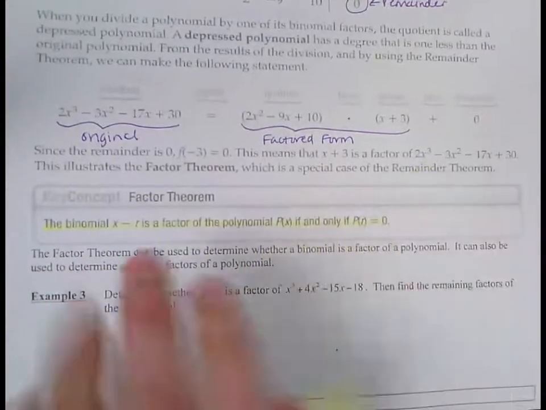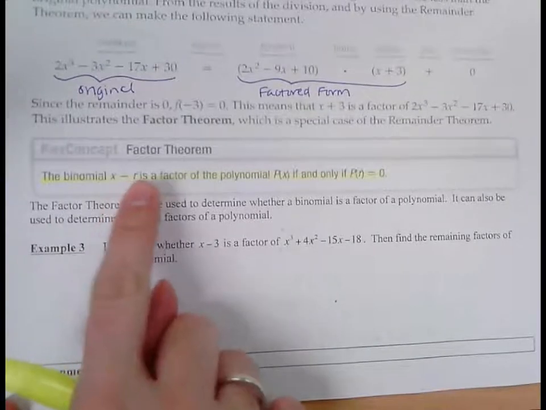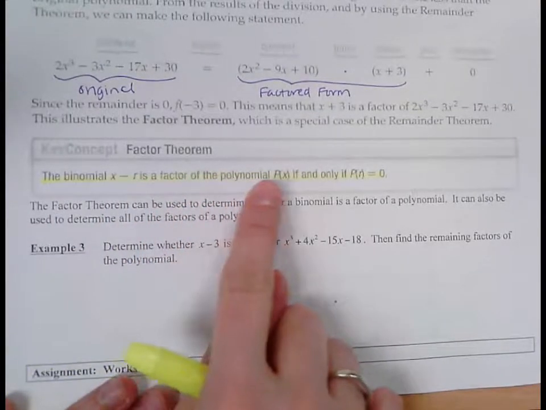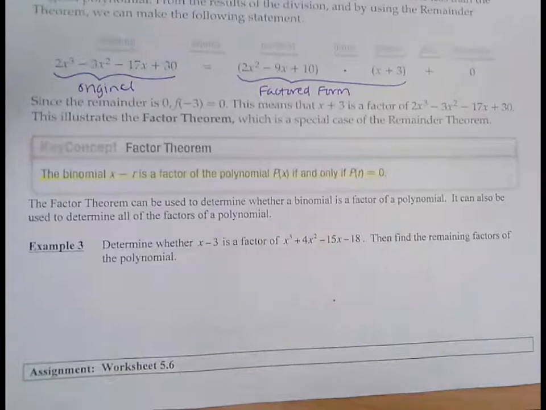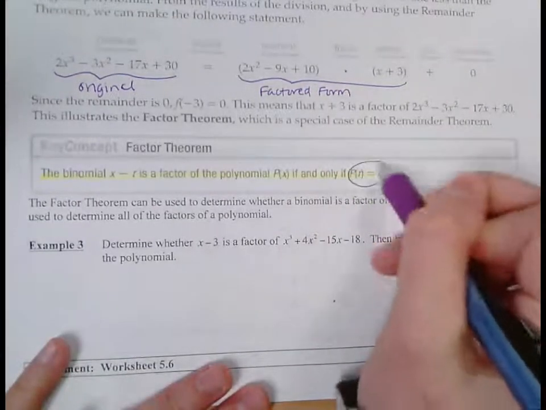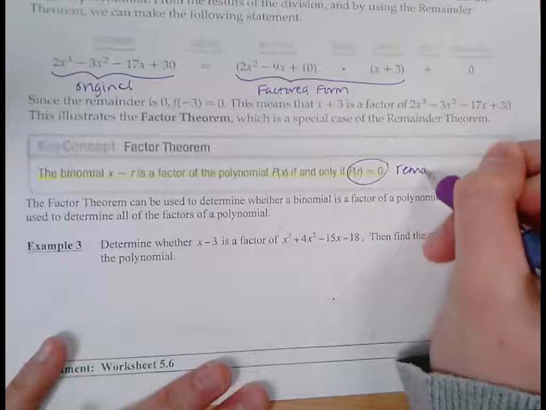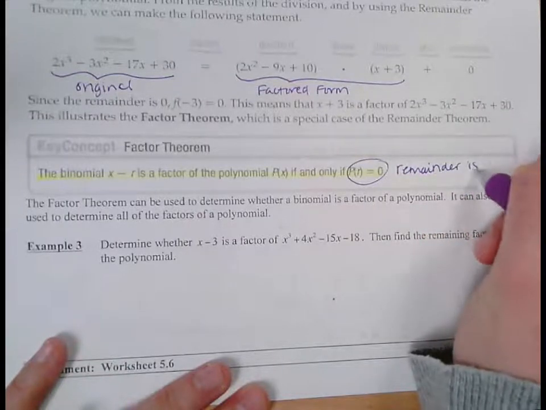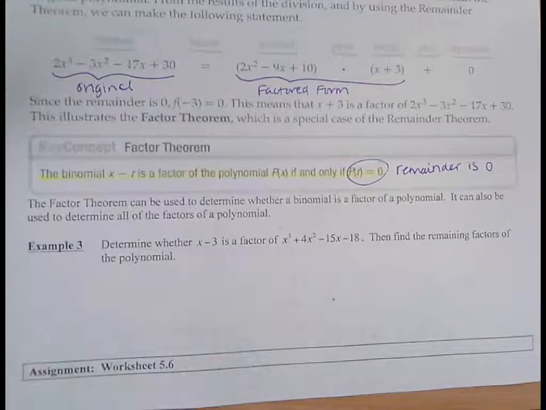And all it says is that the binomial x minus r is called a factor of the polynomial p of x if and only if p of r is 0. This means the remainder is 0. So when you divide p of x by x minus r, if you get a remainder of 0, then x minus r is a factor. And that can help you factor a polynomial, which then helps you solve polynomial equations. So that's kind of how it's all building or where it's going to lead.